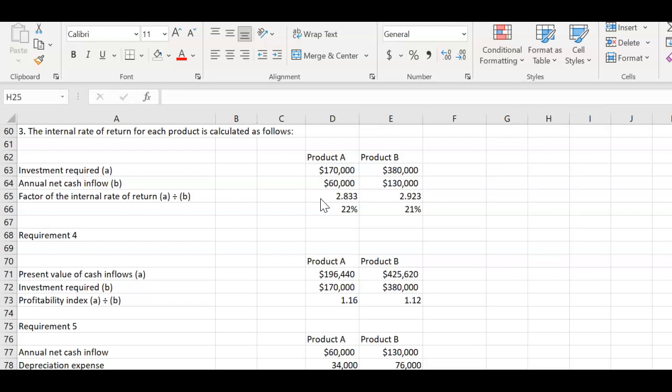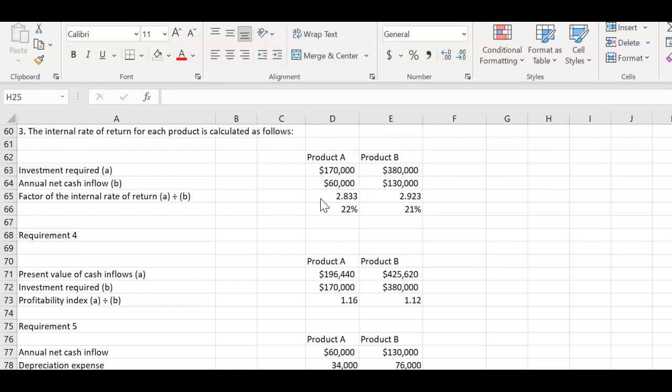2.833. So what we have to do is go, because it's $60,000 each year for 5 years, we go to the second table, the present value of an annuity, and we would look across, because it's 5 years, we would go across the 5-period row, we would scroll across the 5-period row until we get to a place where we know that the factor for the internal rate of return is close to 2.833.